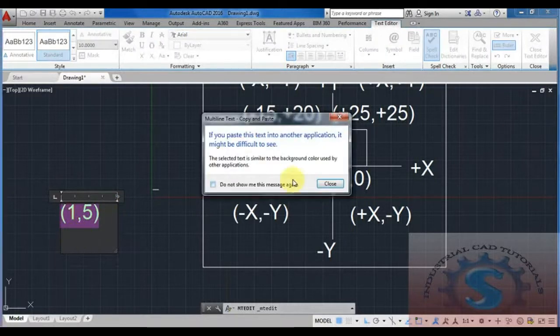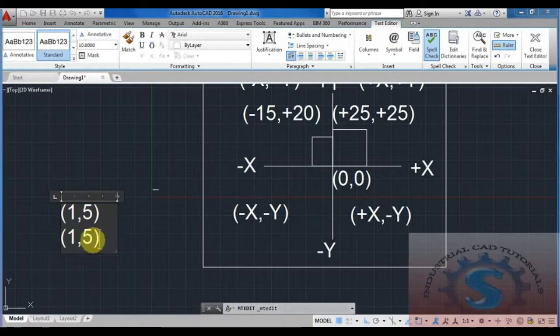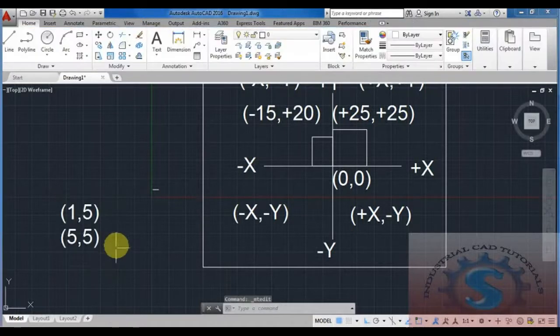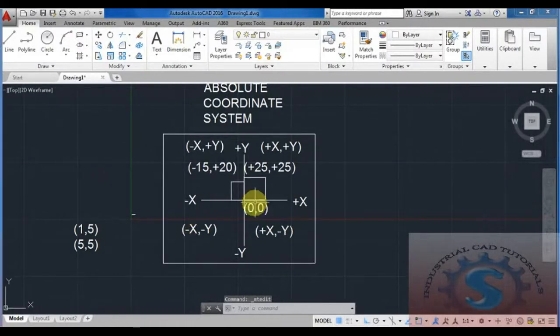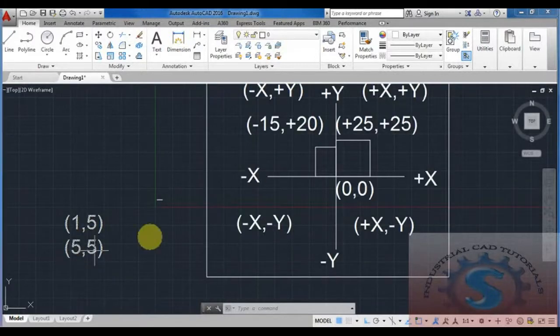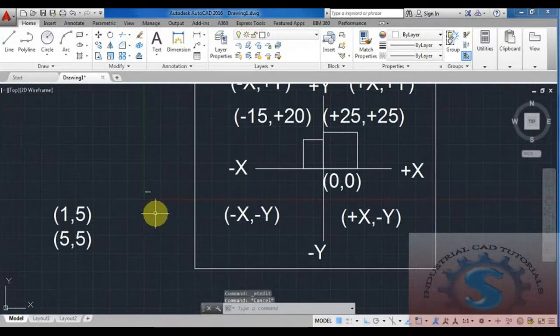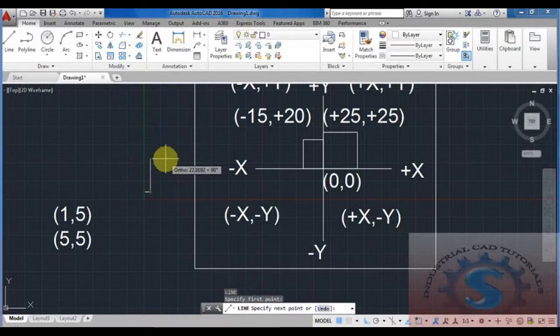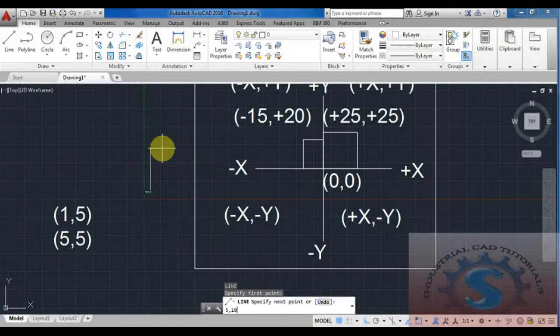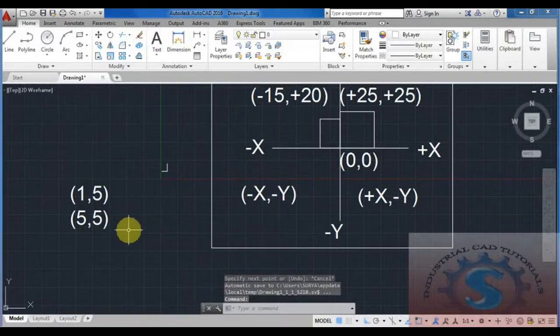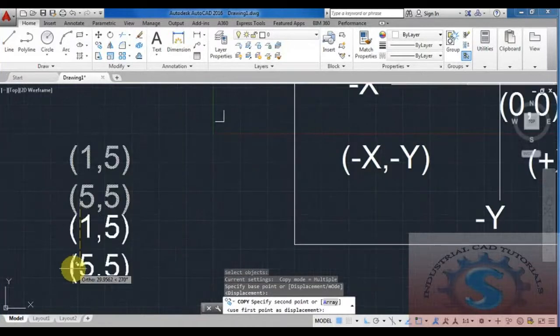First, I am making a drawing using the values 1, 5 and 5, 5. Type L, enter, and specify the point where you want to develop it. Next, I want to draw another line where the x-axis decreases and the y-axis increases, then only 5, 5. Next, I consider the distance.